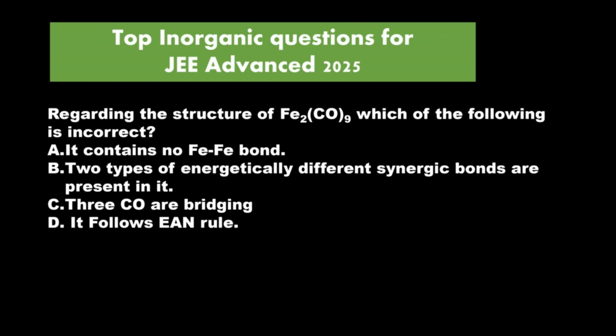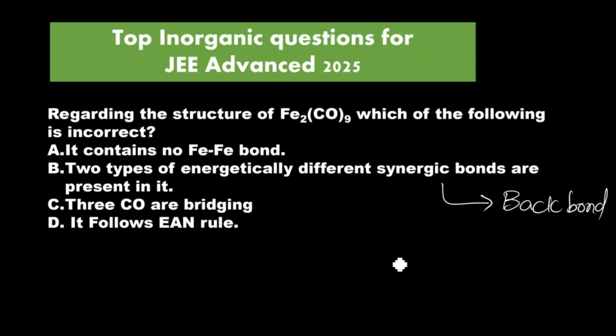The first option is it contains no Fe-Fe bond. The second one, the 2 types of energetically different synergic bonds are present in it. Synergic bond is kind of a back bonding scenario, right? And option 3, that is 3 CO are bridging ligands. And it follows the EAN rule.